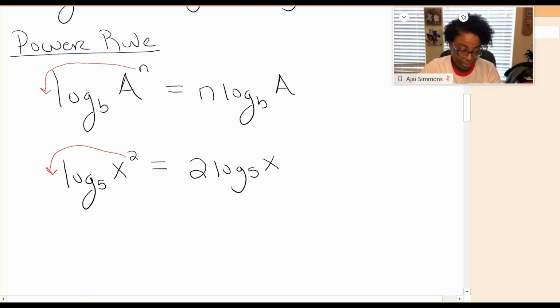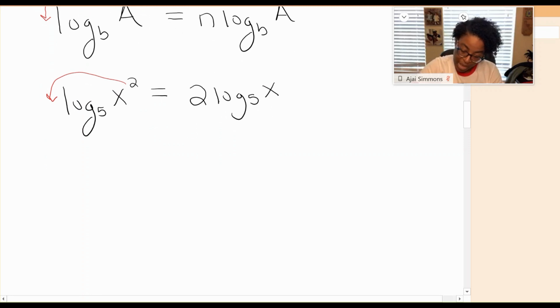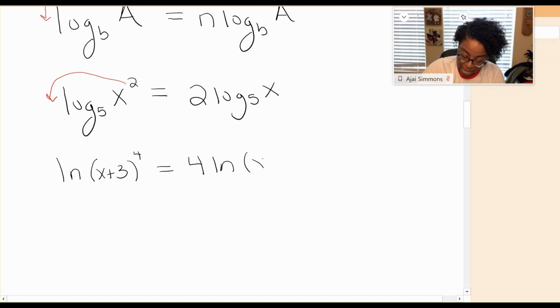Okay. And likewise, let's say we have something like this. ln, which is a natural log, I'll talk about that in a minute, ln of x plus 3 to the, let's say, 4th power. So that 4 can come down to the front in front of your ln, and this would mean the same thing. Okay?